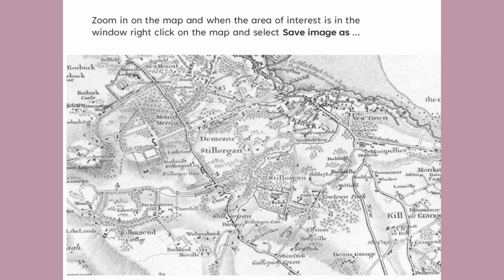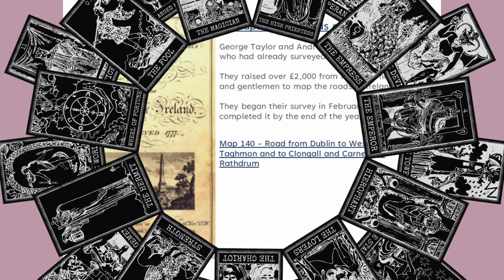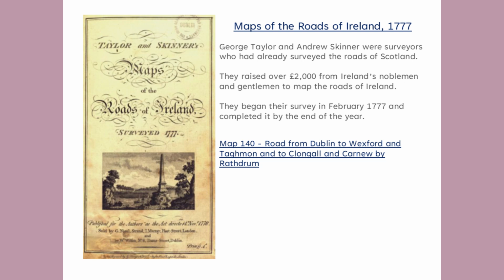So that's 1816, and then about 40 years previously, another Taylor, this time George Taylor, no relation of John's, had with Andrew Skinner surveyed the roads of Ireland. And in order to do this, they raised about £2,000 from a number of Ireland's gentlemen and noblemen. And this was enough to do the survey with about 25 assistants, create engravings and print the mapping.